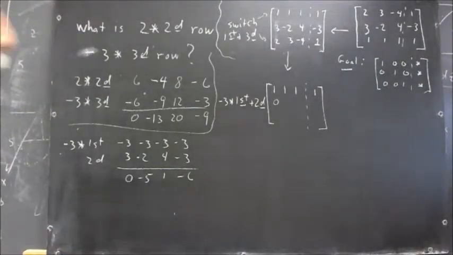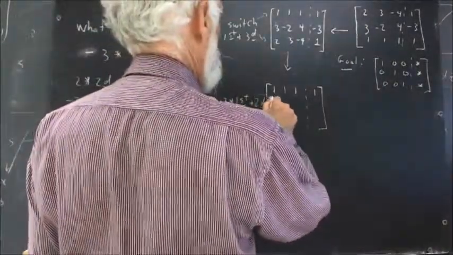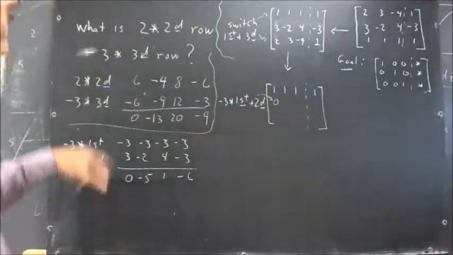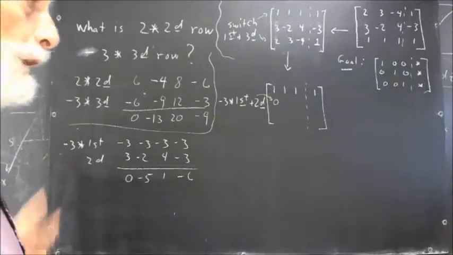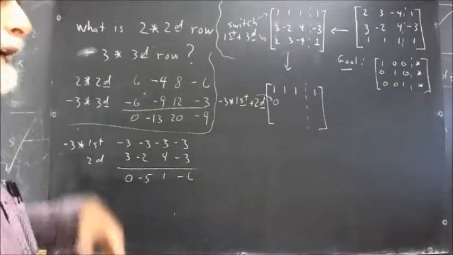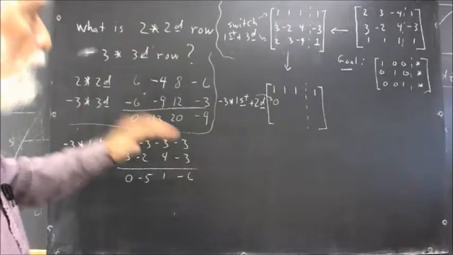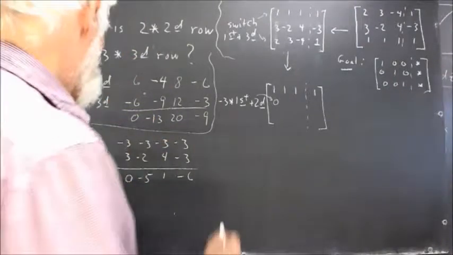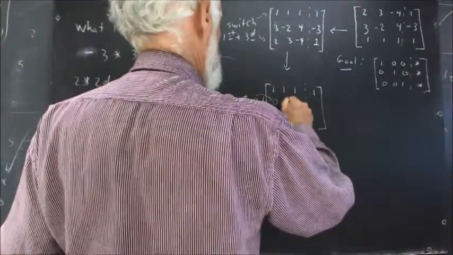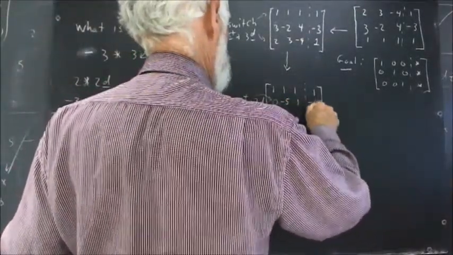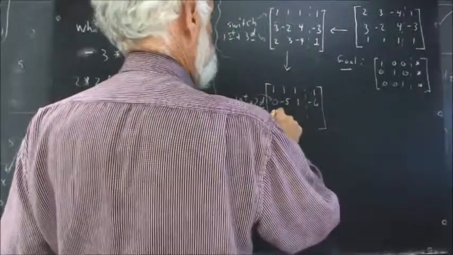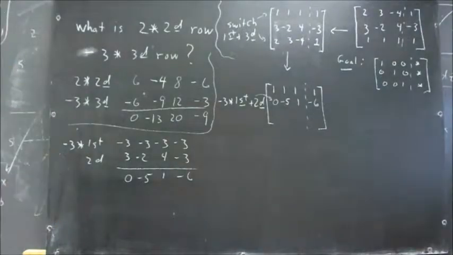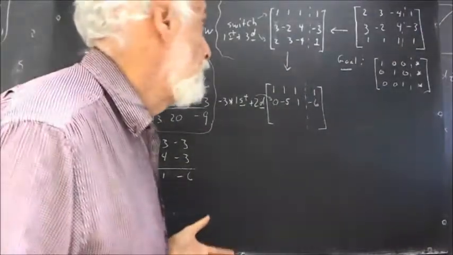Okay, so here, if we replace the second row by what we get when we do negative 3 times the first plus the second, which just corresponds to taking negative 3 times our first equation plus the second equation, certainly a valid operation, we're going to get negative 5, 1, negative 6. And of course, our third row hasn't yet been operated on, but we might as well go ahead and do that too.